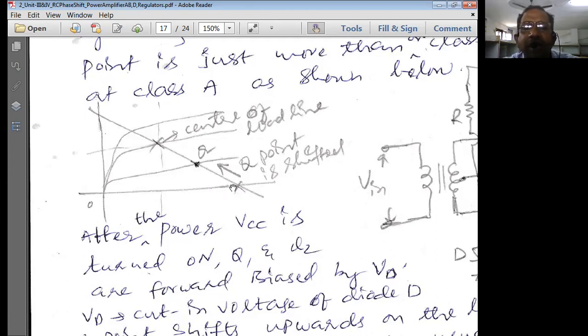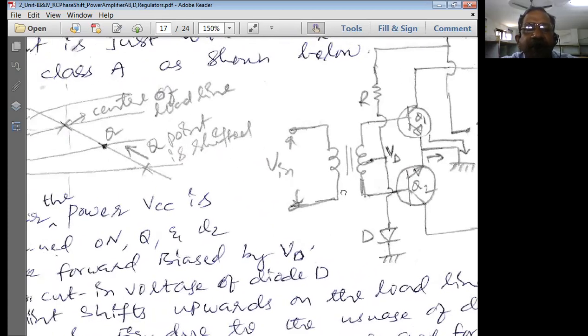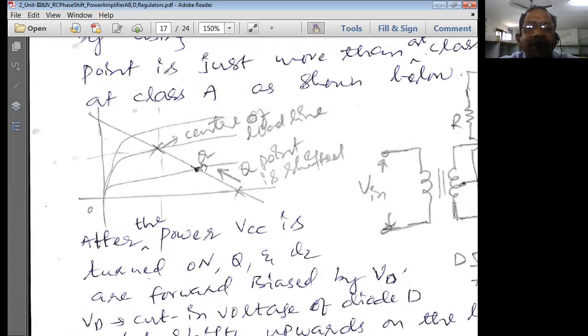That means on the DC line, we are normally going to have the Q point. Therefore, the Q point is shifted intentionally above the zero axis. This is the zero axis; above the zero axis, I am shifting by applying the VD voltage. That means the Q point is clamped to a voltage which is greater than approximately 0.7 volts.